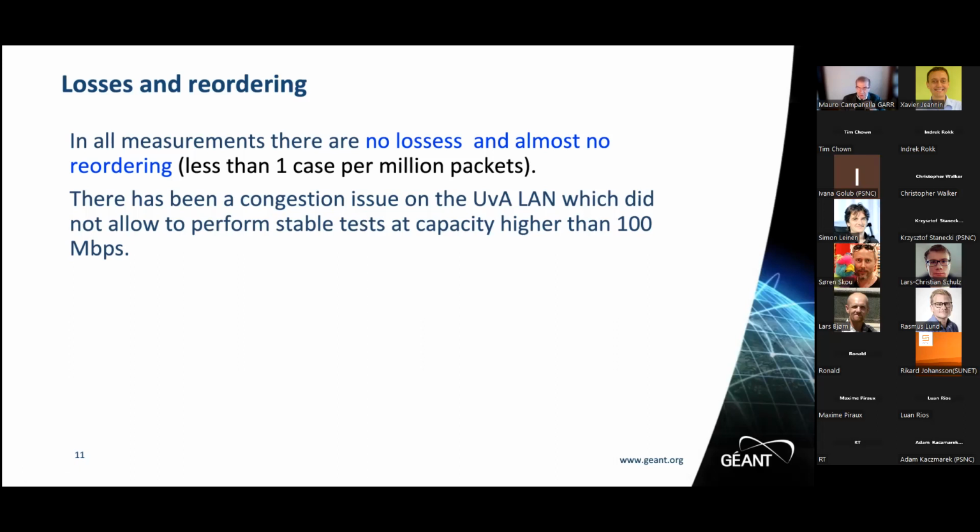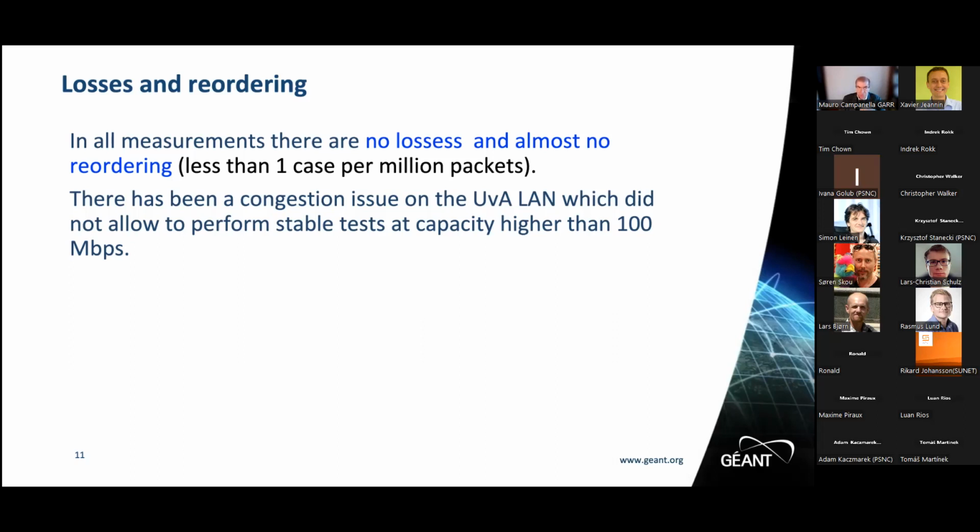No packet losses also means that the flows usually should not encounter any queuing in the routers themselves, and that is what we will see soon. There has been just a small congestion in the UVA LAN, and this is why we were not increasing the capacity above 100 meg, because we didn't want to mix the local packet losses with any chance to understand the losses in the core backbones.